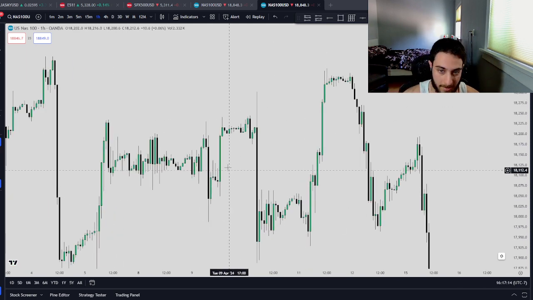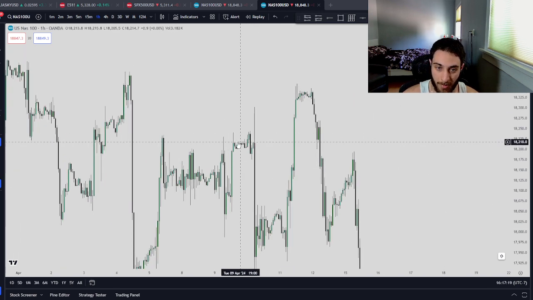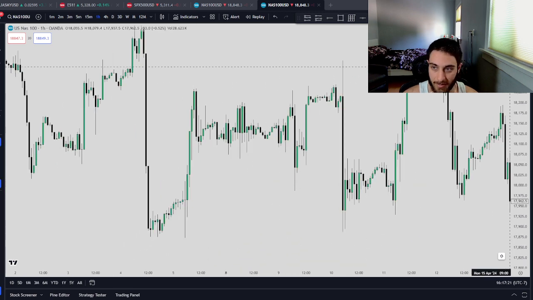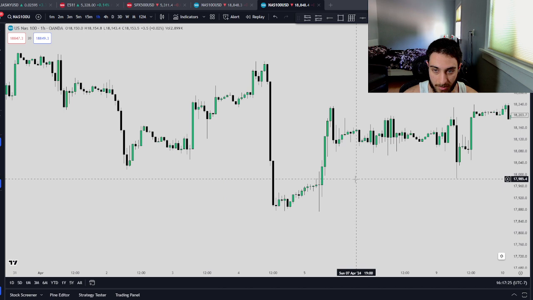The only time it doesn't qualify as an order block is when we close out of it on the hourly, or if it's too late to even enter a trade. That's when I don't enter my order blocks.